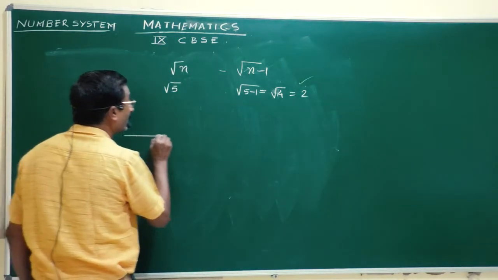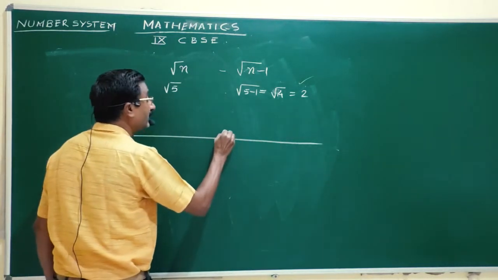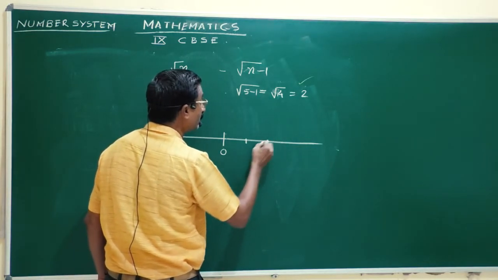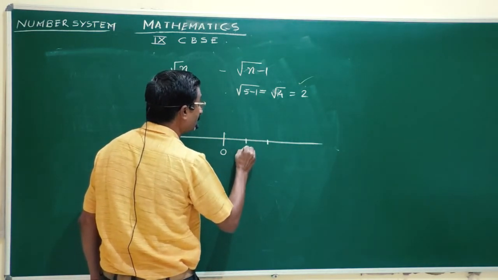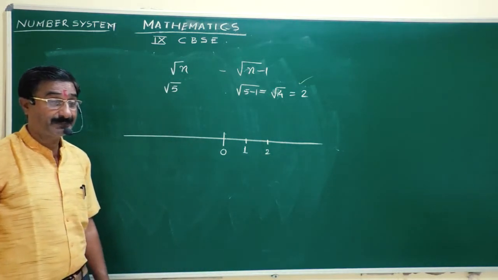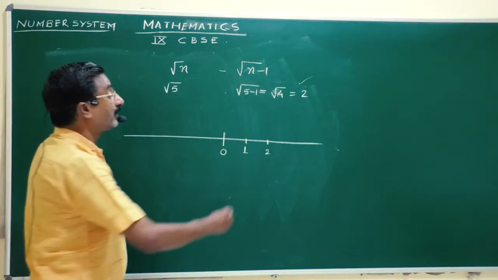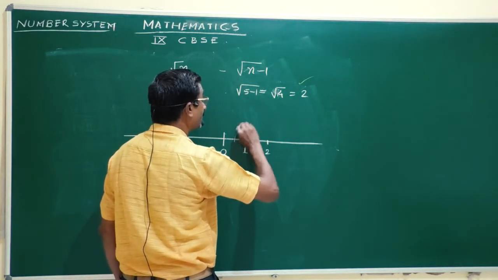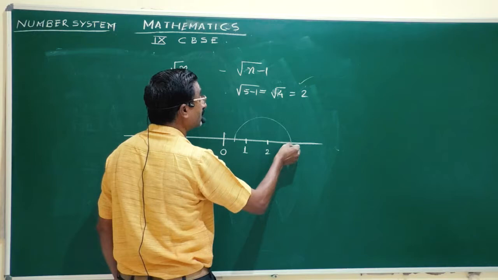So first of all, I will mark it on the number line, that is 0, say 1, and this is 2. This is 1 and this is 2. What is the next step? On 2, I will draw a perpendicular by just marking the arc like this.